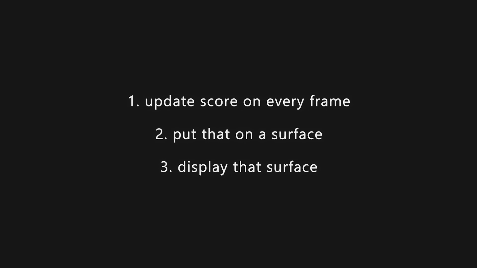We want to continuously update our score, which means that in our game loop, we have to continuously create a new score surface and put that on the screen. So that every time we are creating a new frame, we are also creating some new text. And to keep our code a bit more organized, I'm going to put all of this into its own function.